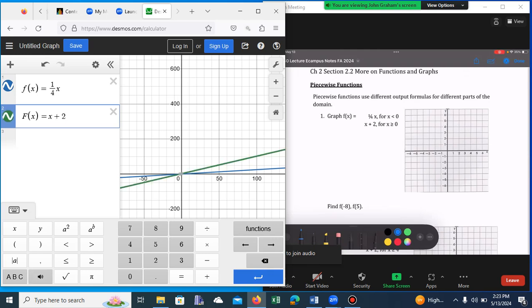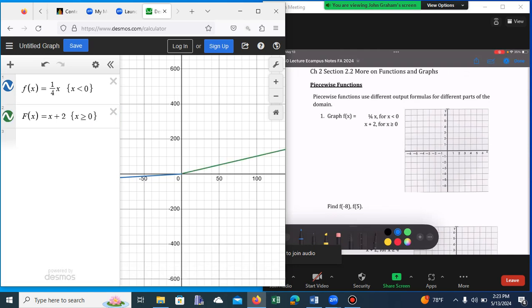Right, now, with piecewise functions, there are certain restrictions already in the domain. So the 1/4 x is only going to be when x is less than 0. So we have to make that in Desmos. So x less than 0. And so we see the blue line is now only on the left side. And then for the x plus 2, x can only be greater than or equal to 0.